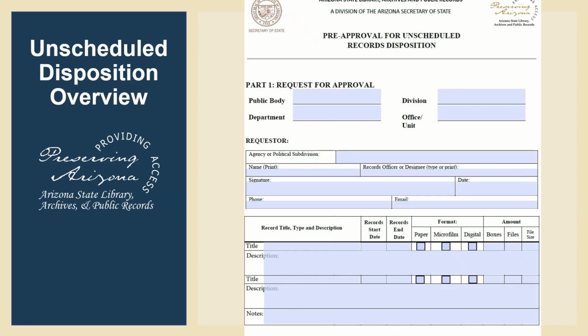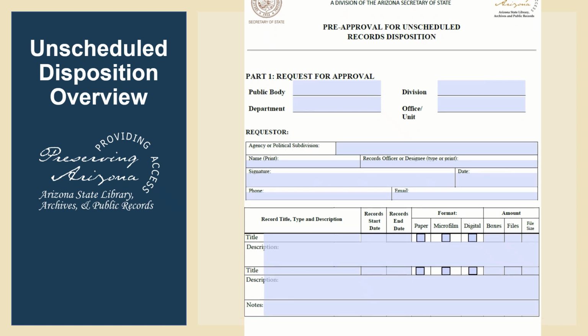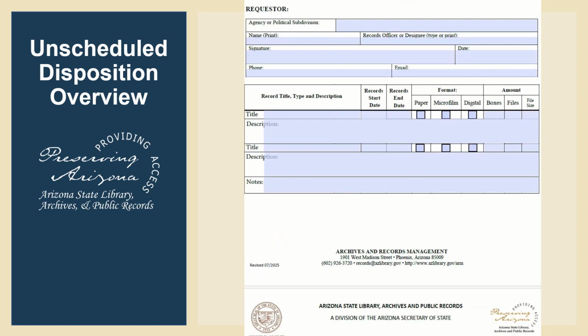Here we have our Pre-Approval for Unscheduled Records Disposition form. In the top part here, you're going to complete the public body, department, division, and unit or office space that the record is located in. This will help find maybe a home for it in the record schedule if you did not have one.